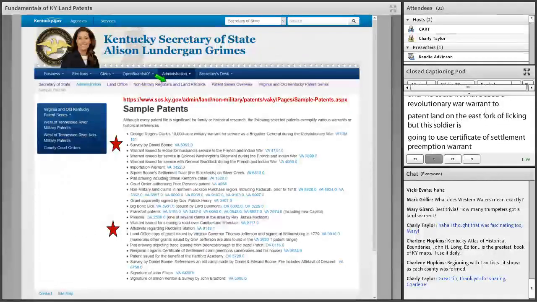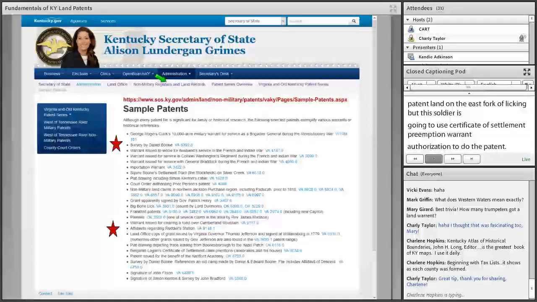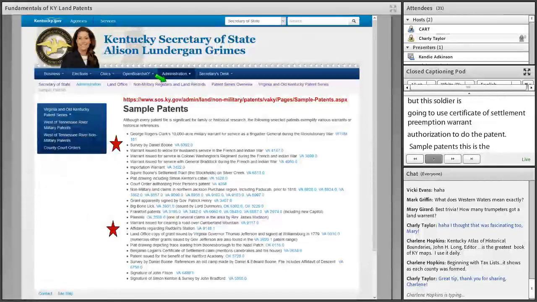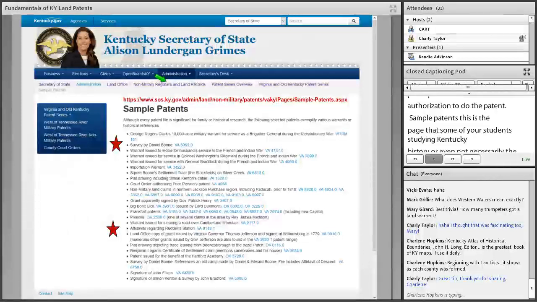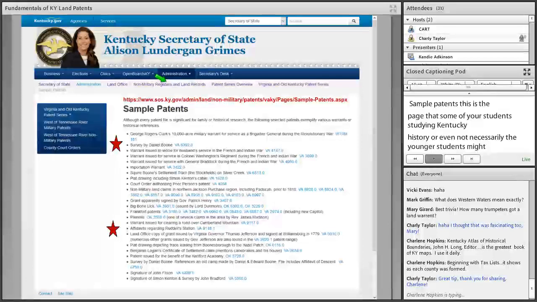Sample patents. And this is the page that I think some of your students studying Kentucky history, or even not necessarily the younger students, might enjoy seeing. We have added patents that we think will be of interest to people studying history. We've got a survey by Daniel Boone, and if you don't mind, I will not click over there because we will be running all over the place. But we have patents for Pikeville.